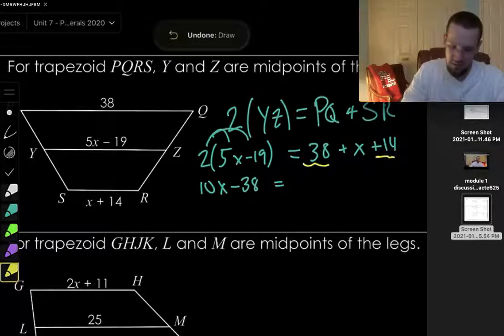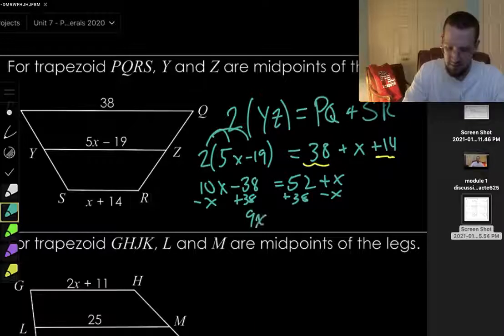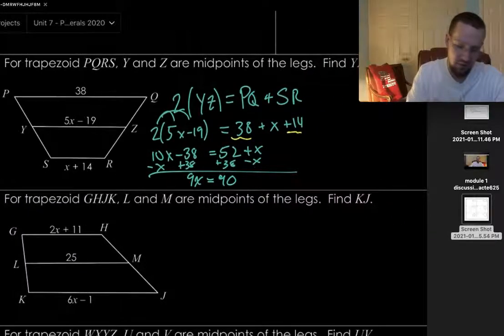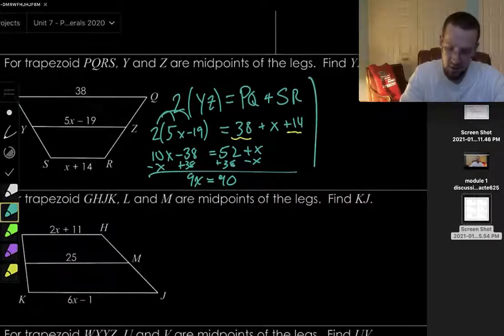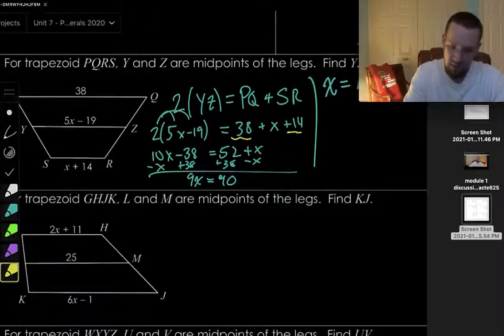So this is going to be 52 plus x. And now I can go ahead and subtract x from both sides and then add 38 to both sides. And we find this gives us 9x is equal to 90. And this problem is actually really easy for us to do. You can divide both sides by 9, or you can just remember that 9 times 10 is 90. And so we find x to be 10, but look at this.